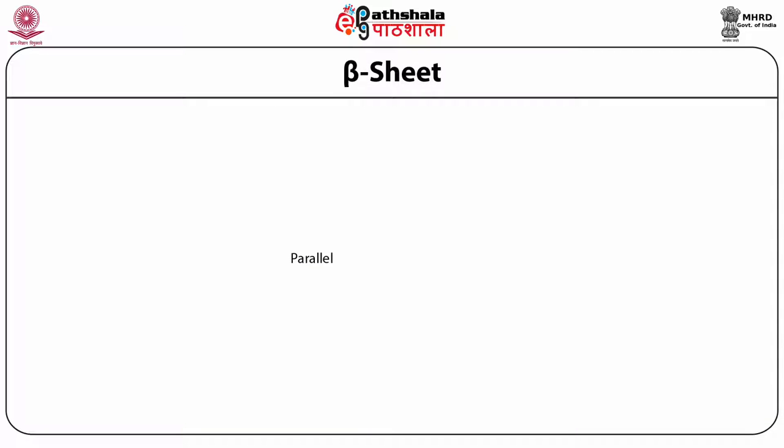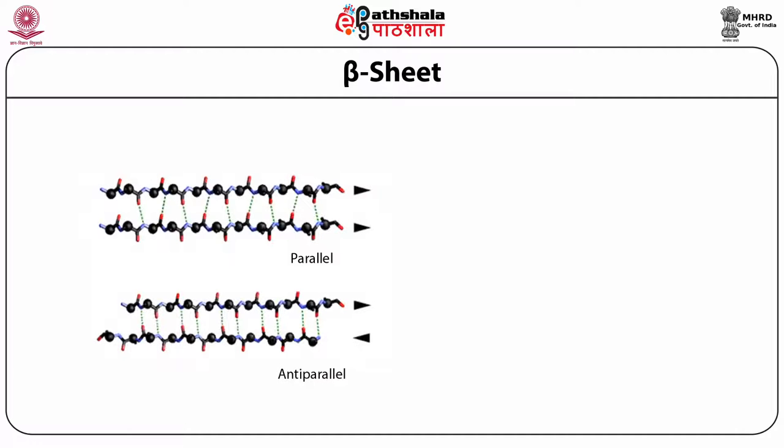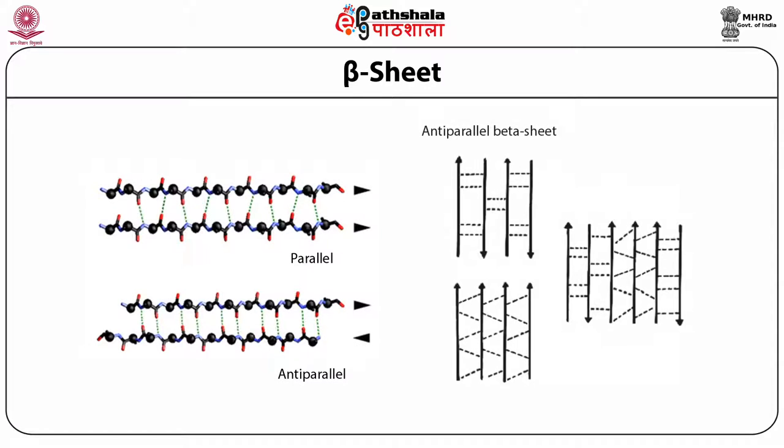The beta sheets, as I said, need two or more strands to form. So these sheets could be parallel or antiparallel. If they are antiparallel, the hydrogen bonds are more straight and the distance between the two strands becomes smaller, and they are more stable compared to parallel beta sheets. In many structures, you also have mixed beta sheets, with a combination of parallel and antiparallel beta sheets.